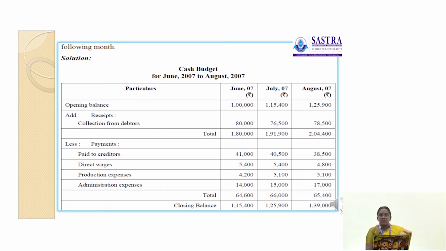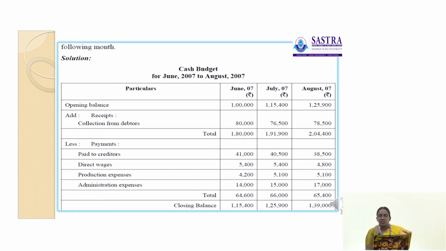Here the opening balance was given for the month of June, rupees 1 lakh. Then add cash receipts. Here credit sales, rupees 80,000 in the month of April. We have to allow the 2 months period for collection of the cash. So, 80,000 is a credit sales in the month of April.